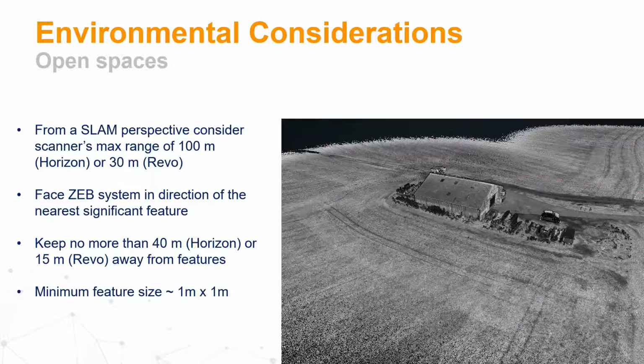So in this example, we have a single building here in the open field. It can be captured well by any system, as long as you start the system facing the building, or let's say the car parked next to it, and then you walk, or in the case of Horizon, fly around it with the system pointing to the building all the time rather than to the empty field. If it, however, happens that the system is not facing any features, this shouldn't be the case for more than 5 seconds.